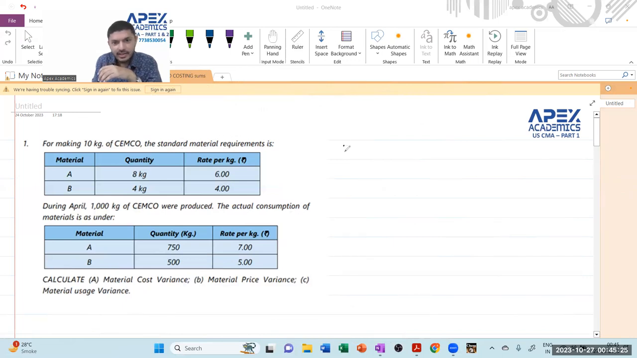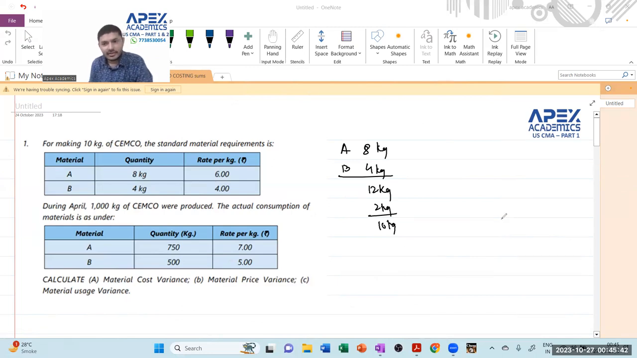Let's pay attention. A was 8 kg and B was 4 kg. This is how much? 12 kg. Correct? Agreed or disagreed? And this gives you an output of 10 kg. So 2 kg was wasted. Agreed? Now, you have made how many kgs of actual? 1000 kgs.